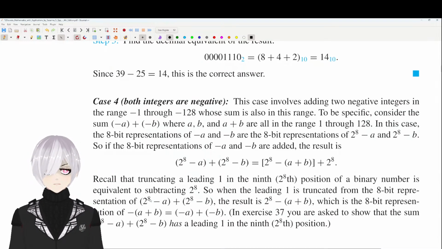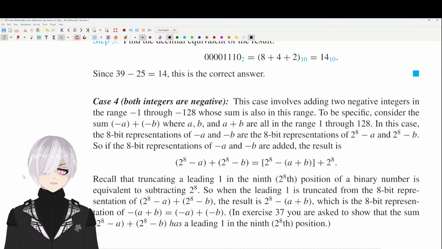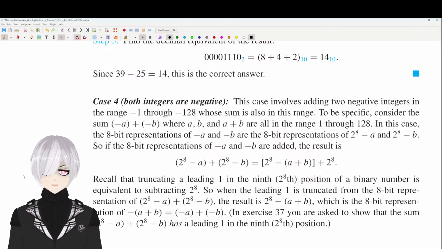So let's see. This case involves adding two negative integers in the range -1 through -128, whose sum is also in this range.